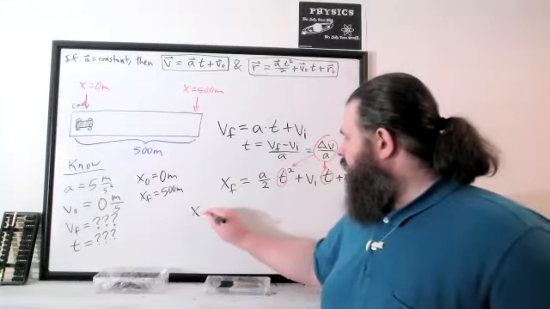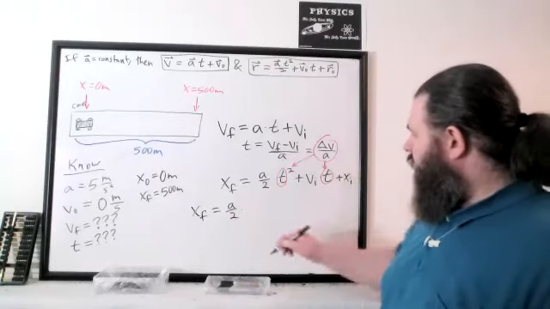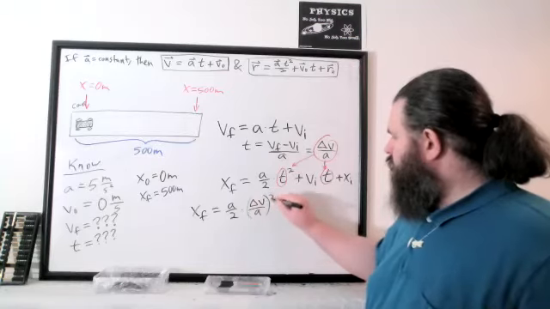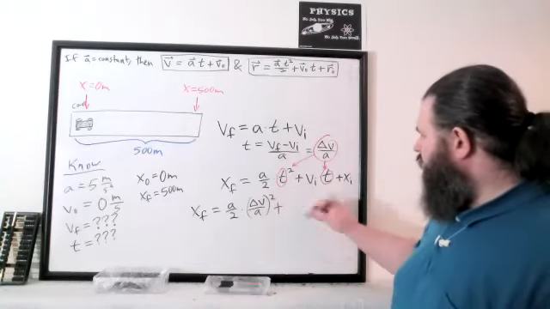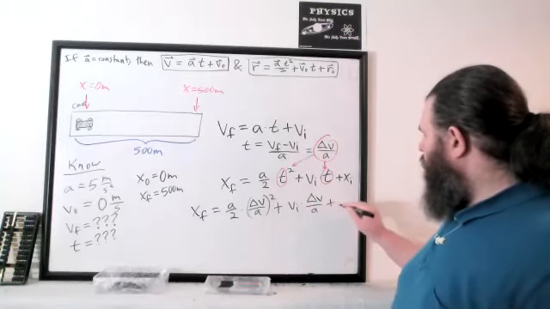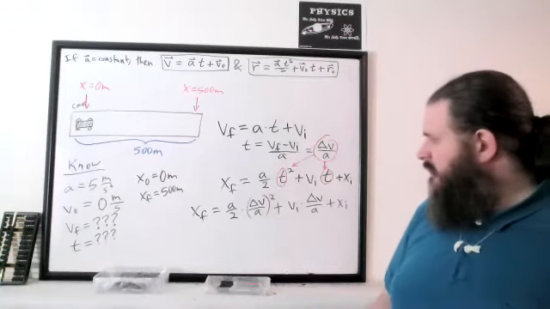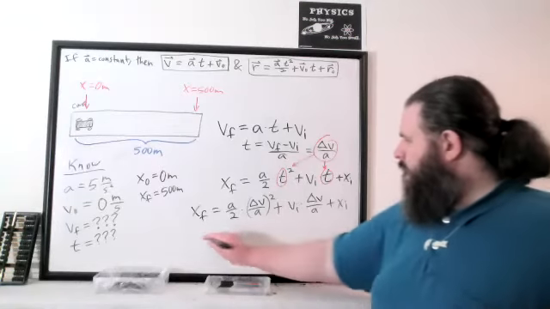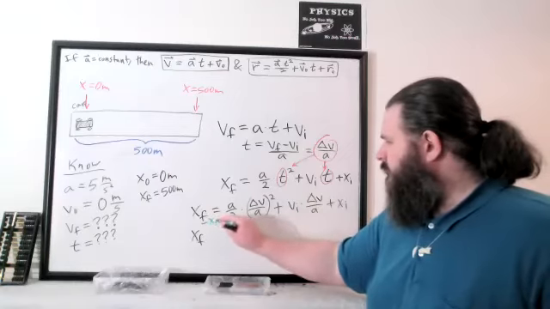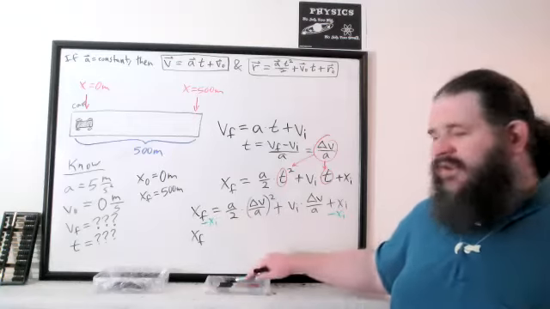So let's try that. X final equals acceleration over 2 times delta V over acceleration squared, plus V initial times delta V over acceleration plus X initial. And now we can simplify this a bit. We have X final. Also, I'm going to go ahead and subtract X initial from both sides just to keep things a little easier. Because what do we call X final minus X initial?